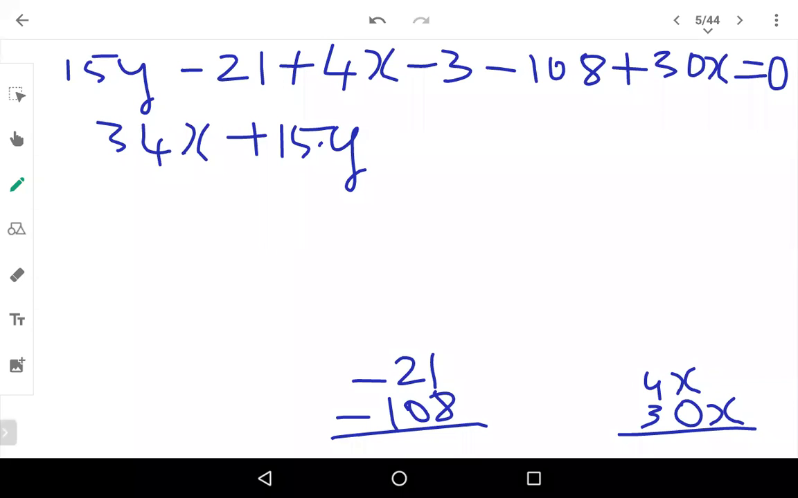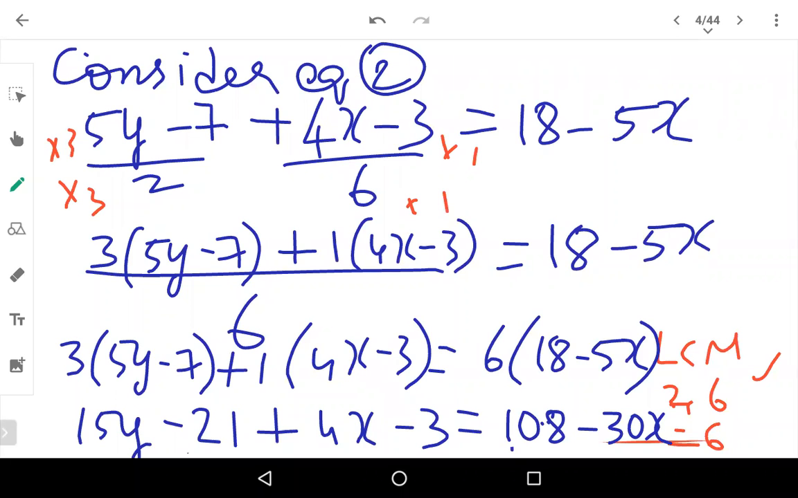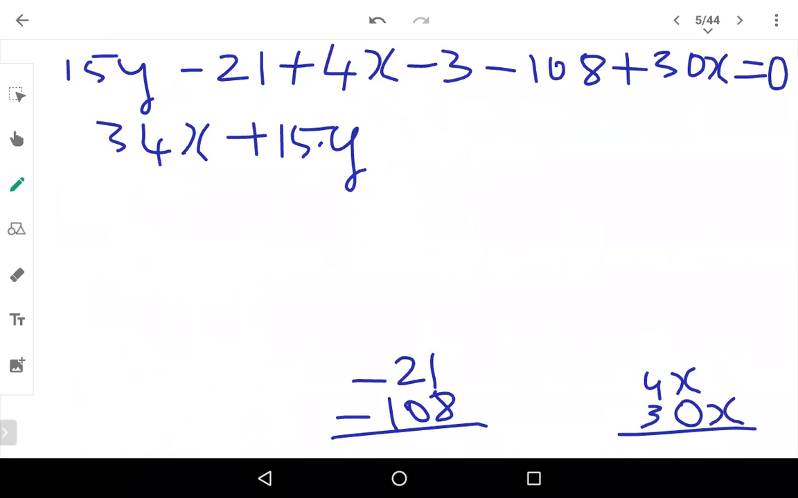Oh, sorry. We have minus 3. I forgot minus 3. If you see here, you have minus 21, minus 3, minus 108, correct? I had missed out this minus 3. So minus 3, minus 21, minus 108 will give you minus 132. Everything is minus, right? So it is minus 132 is equal to 0.